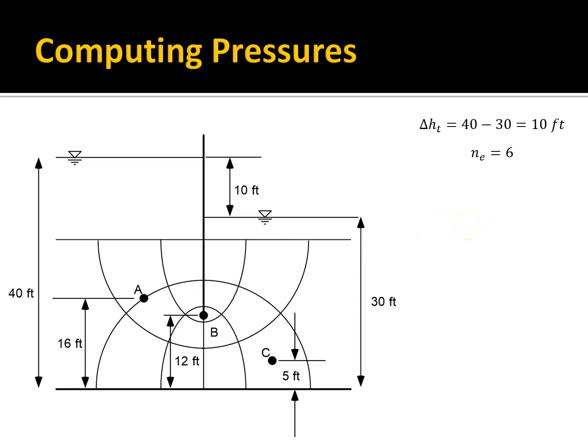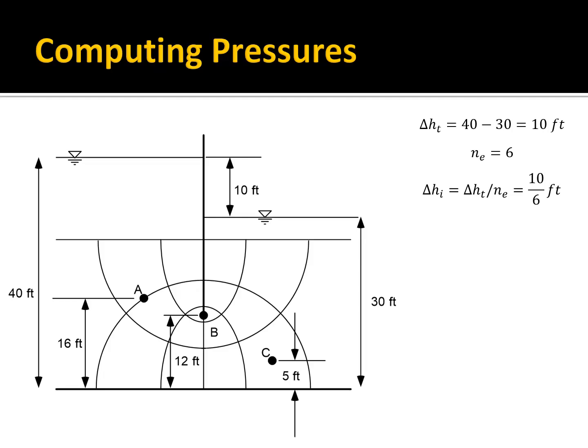And how many equipotential drops do we have? So if you go from here to here, that's 1, 2, 3, 4, 5, 6. So there are 5 internal equipotential lines, and if you count the ones where you start and where you end, NE represents the number of equipotential drops. So there's 6 drops, and so what that means is the head loss for each drop. If you take the total head loss and divide it by the number of equipotential drops, we get 10 divided by 6, which is 5/3 of a foot.